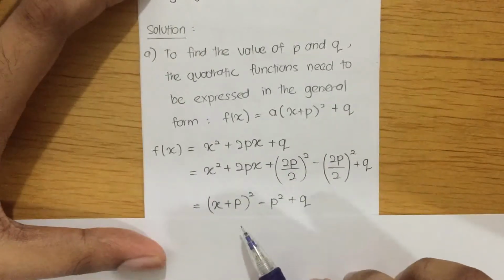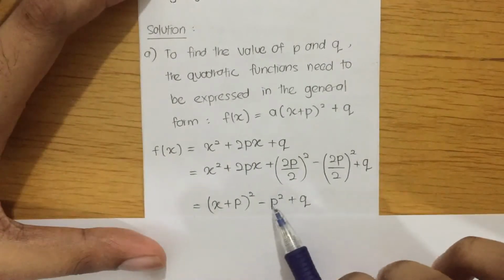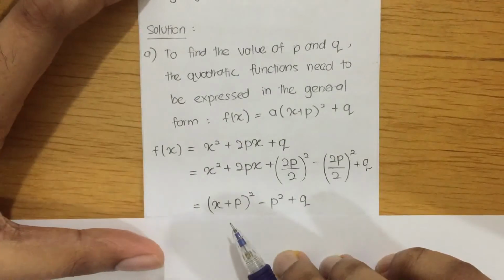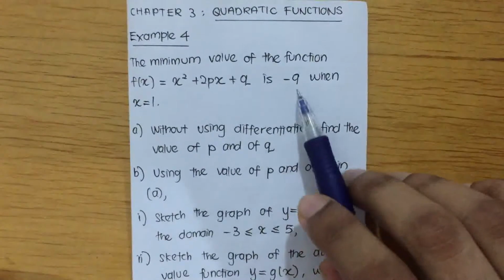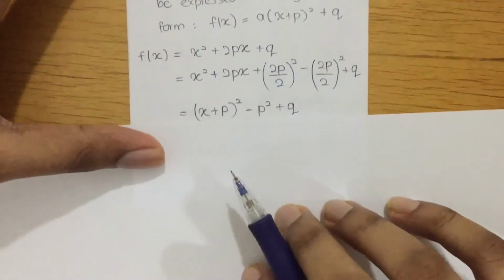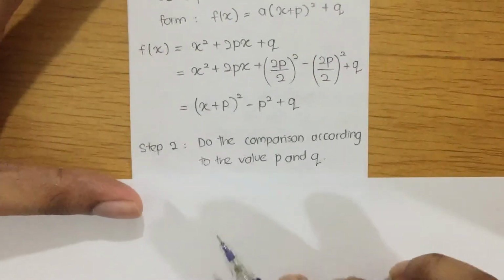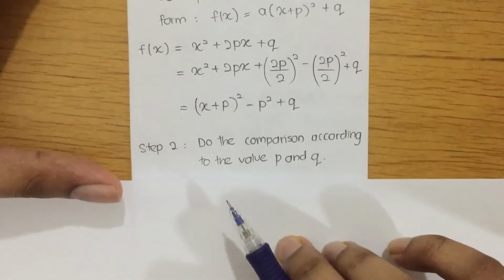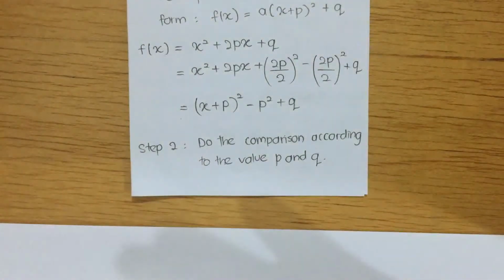So later on, this function f(x) = (x + p)² - p² + q. We're going to compare with the values given by the question, which is the minimum value and the axis of symmetry, which is -9 and x = 1. Okay, so let us continue. So step 2, what we're going to do is the comparison according to the value of p and q. So how am I going to do that? So please hold on, I'm going to show you in the next working now.